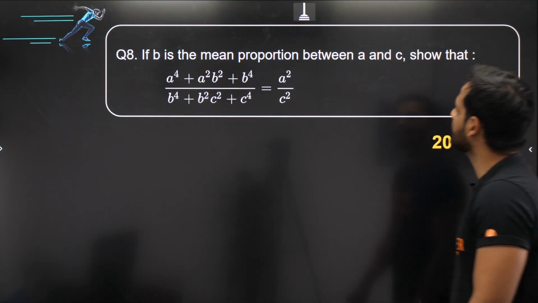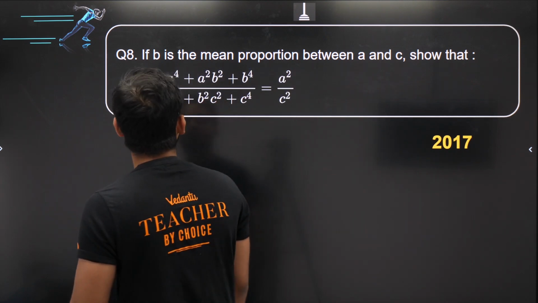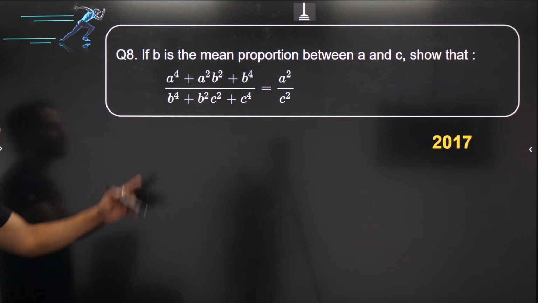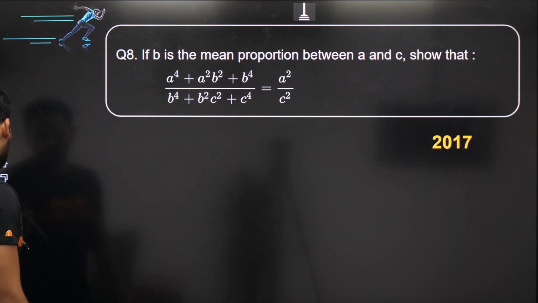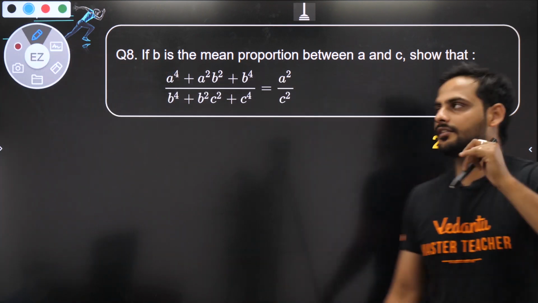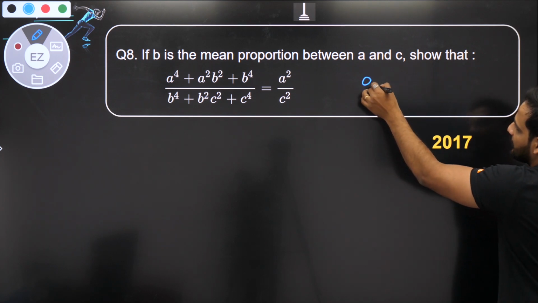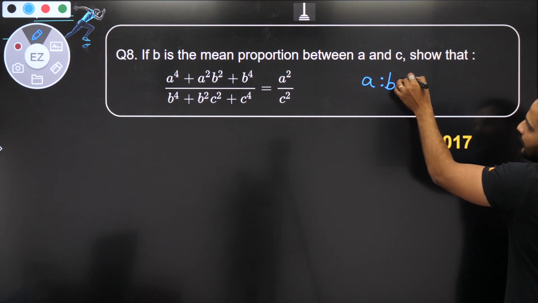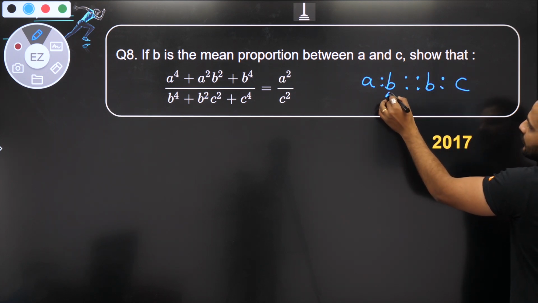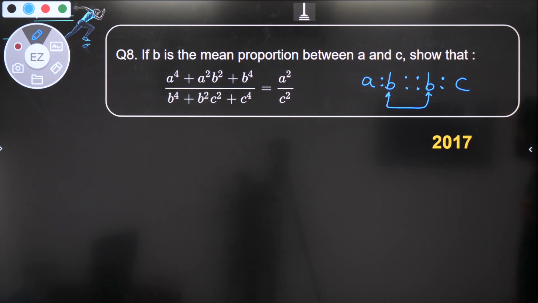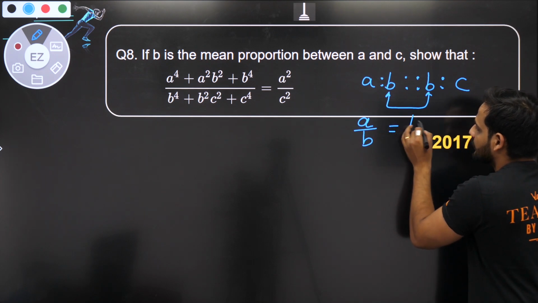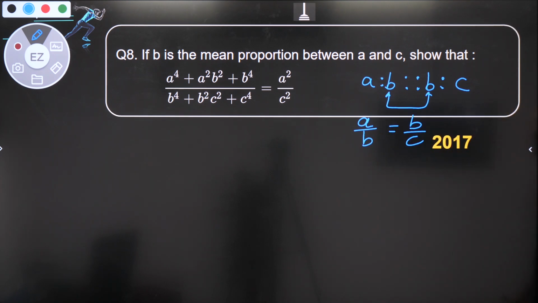If b is the mean proportion between a and c, show that this is equal to this. See, what is the meaning of this part? b is the mean proportion. It says that if b is the mean proportion, that means the ratio of a with b will be proportional to b with c. So another way of saying it is that a by b is equal to b by c. The ratio will be written in this way.